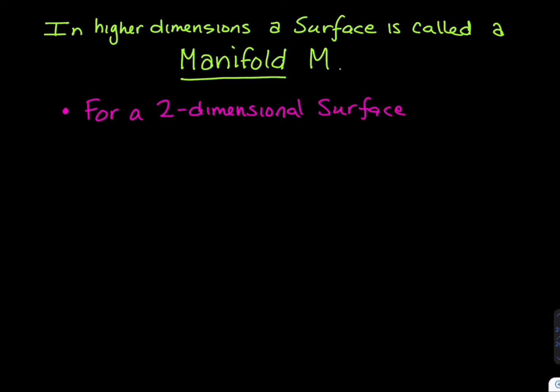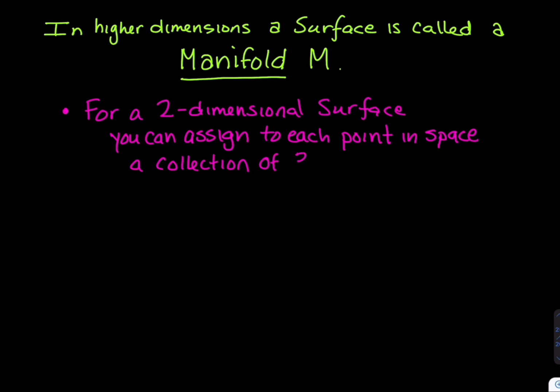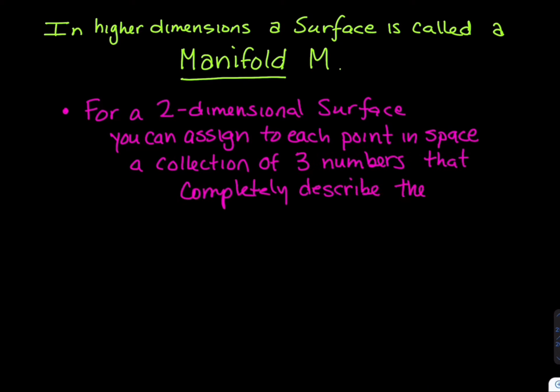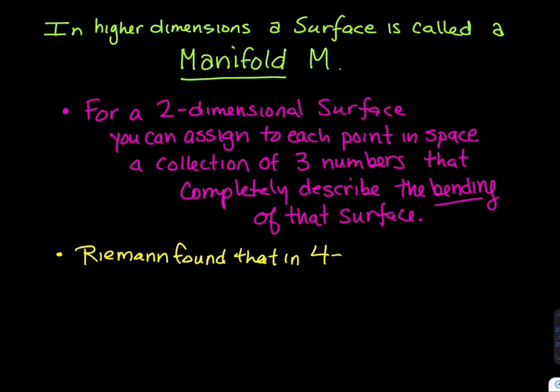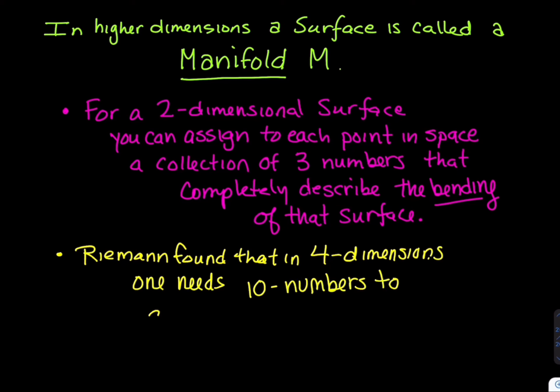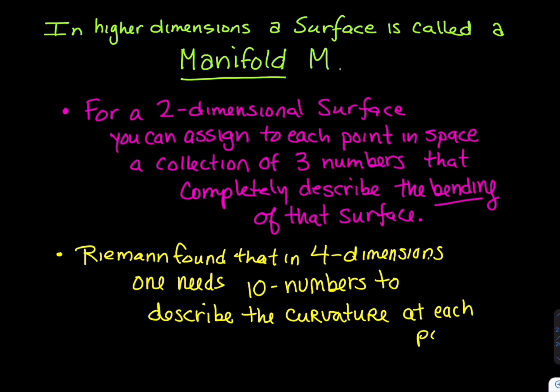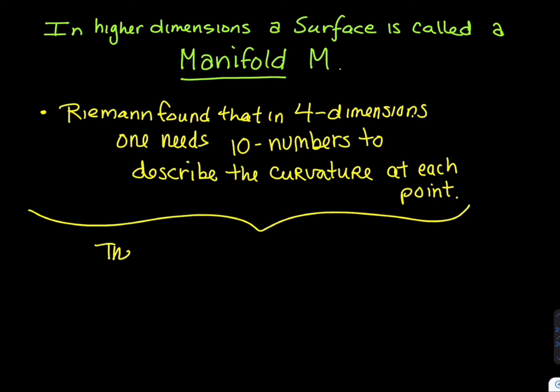For a two-dimensional surface, you can assign to each point in space a collection of numbers. Three numbers, really. And those three numbers completely describe how that two-dimensional surface will bend or stretch in space. Riemann found that in 4 dimensions, one needs exactly 10 numbers to describe the curvature at each point in space. That fourth dimension is time.